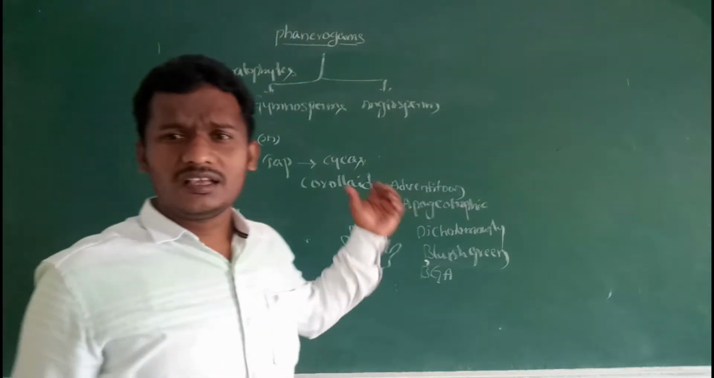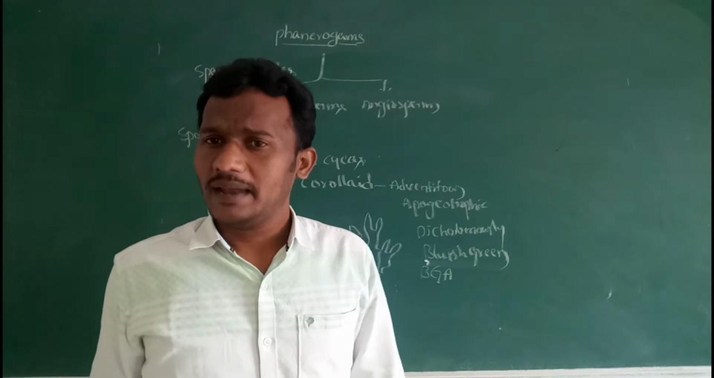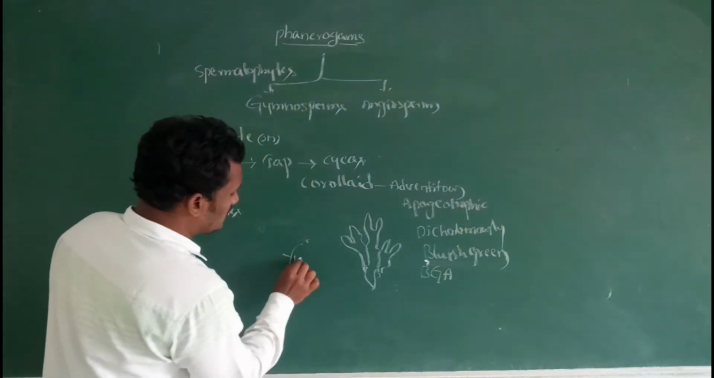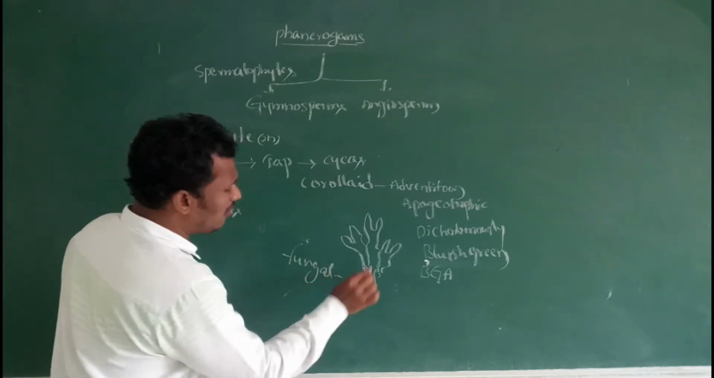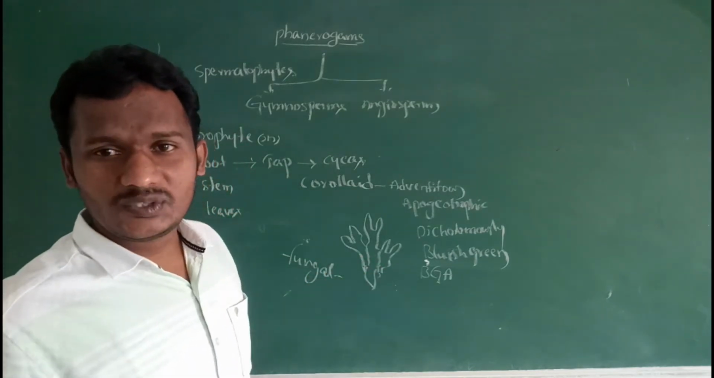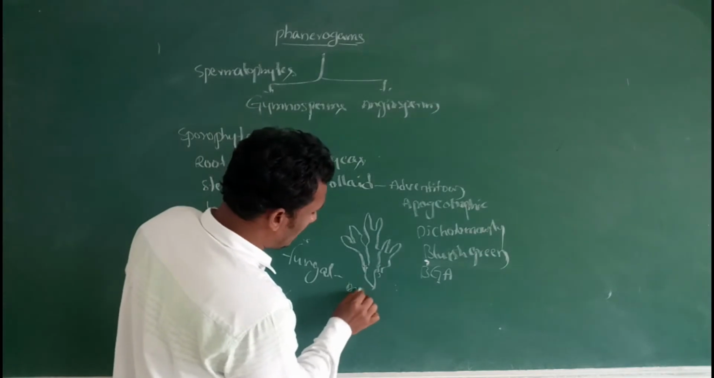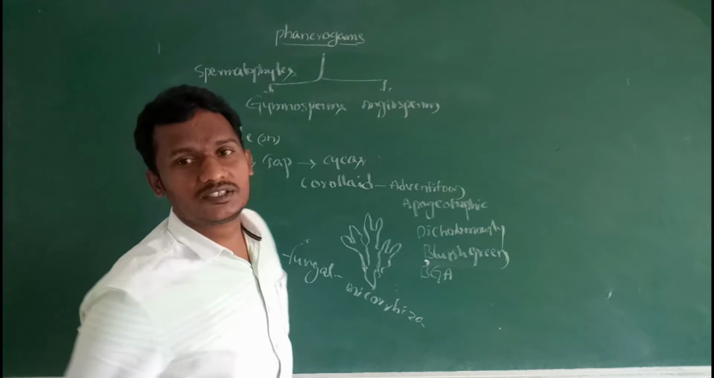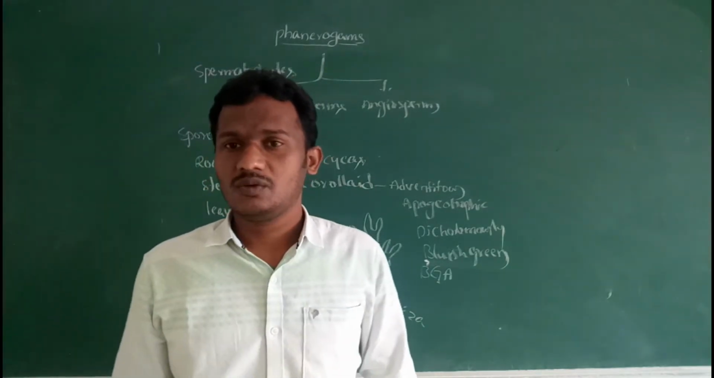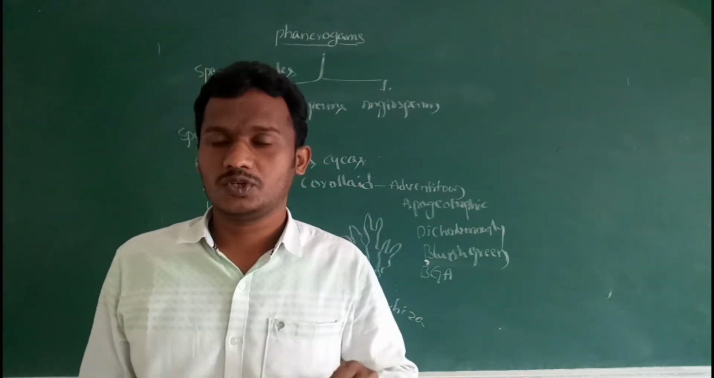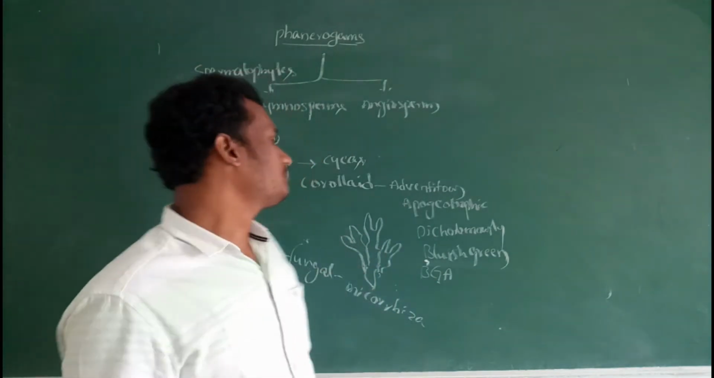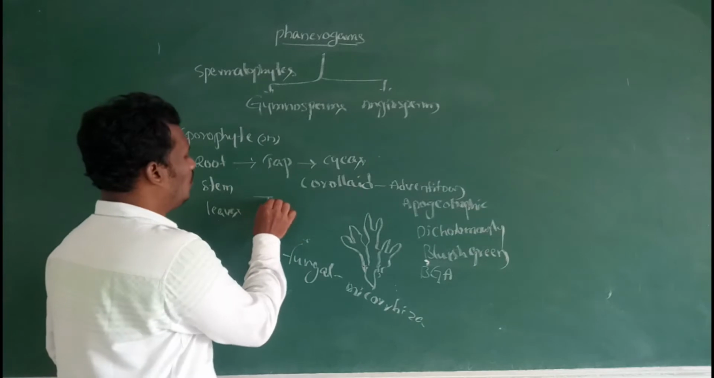Then the roots of some Gymnospermic plants have a symbiotic association with fungal members. This association is known as mycorrhiza. Mycorrhiza is useful for absorption of water and mineral ions. Next, coming to the stem.